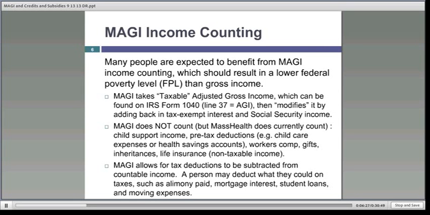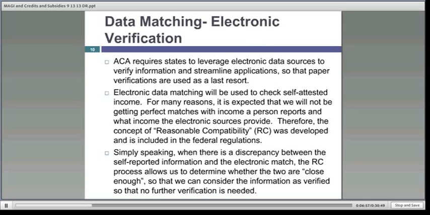Also, MAGI allows for people to take tax deductions from their income, and you can subtract that from what would otherwise be countable income. So if you have student loan deductions, you can take that out of your MAGI, and that would, again, lower your income. So that, we think, will benefit people in the long run. And those are the two main pieces of MAGI, the household and the income counting. And now I'm just going to pass it over to Dina to go over some of these other slides that relate to MAGI as well.